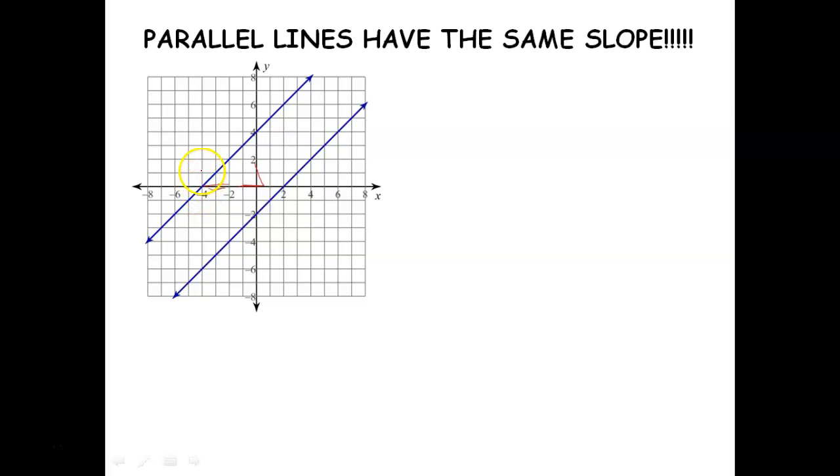If I count, I get 1, 2, 1, 2. So 2 over 2 is 1. So the slope is 1. Same thing here. If I go up 2 over 2, so they have the same slope, parallel.